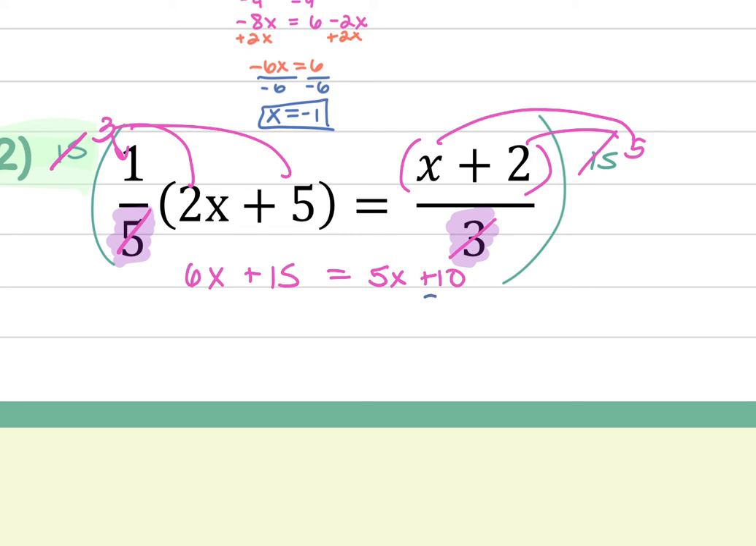Then I'm going to subtract the 10 from both sides. I'd get 6x plus 5 equals 5x. I'm going to subtract the 6x from both sides. 5 equals negative x. And then divide or multiply by negative 1, so I get x equals negative 5.